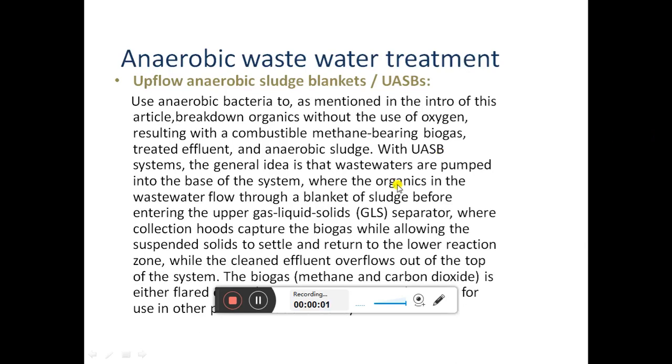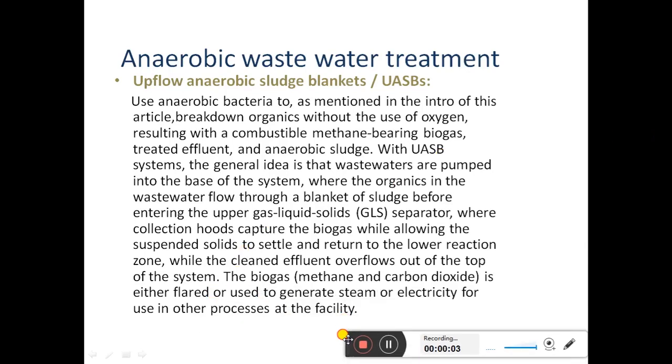Good morning, friends. Now we are going to discuss anaerobic wastewater management. In the previous class, we discussed wastewater treatment and its types. There are three types mainly: physical, biological, and chemical. In the physical type of wastewater treatment, we use physical methods like sedimentation, filtration, flotation, grit chamber, etc.